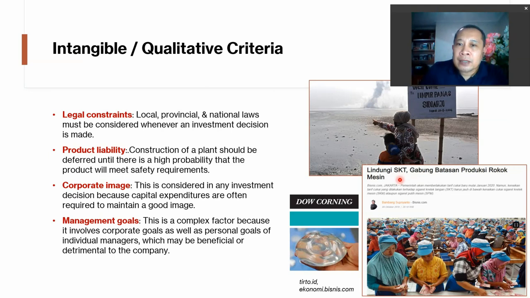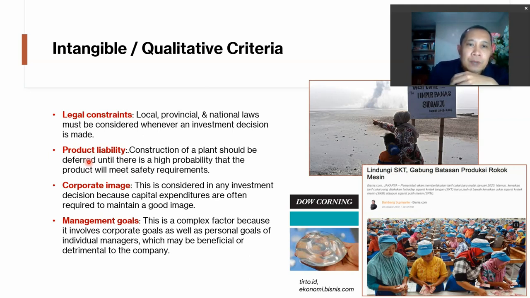SKT is an Indonesian abbreviation for sigaret kretek tangan, meaning the product that is handmade. And this is all regulation. So if, for example, we want to invest in a cigarette factory in Indonesia, then we have to be sure that we observe this regulation about maintaining a percentage of our production capacity for SKTs. The second one is product liability.